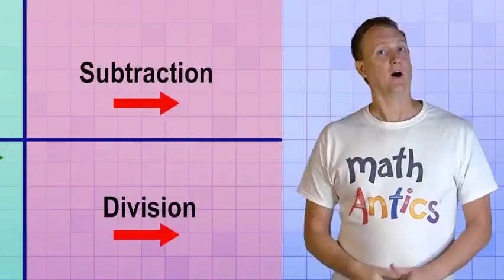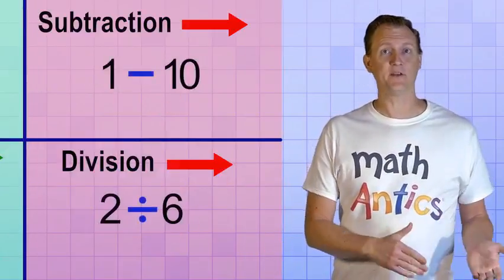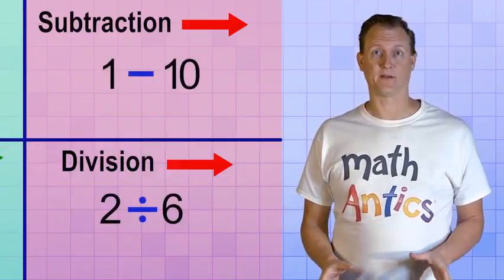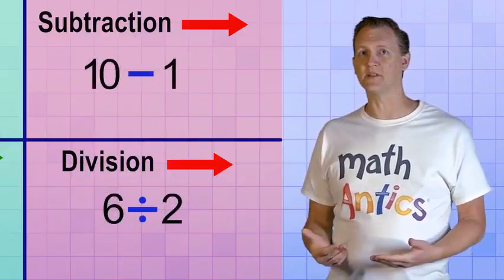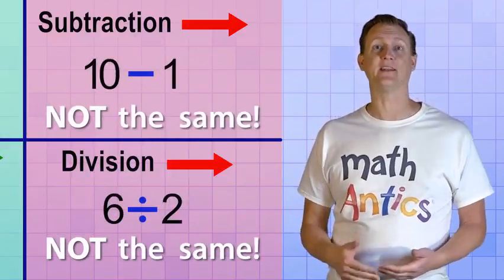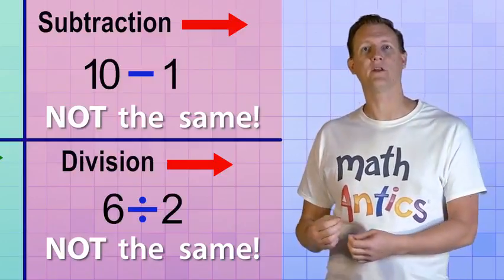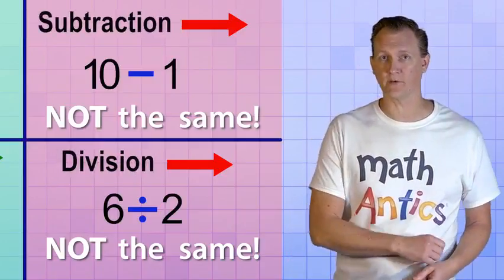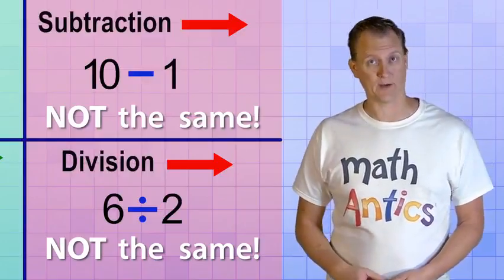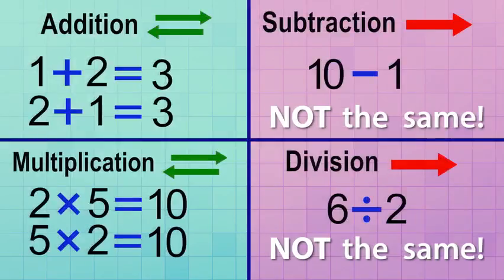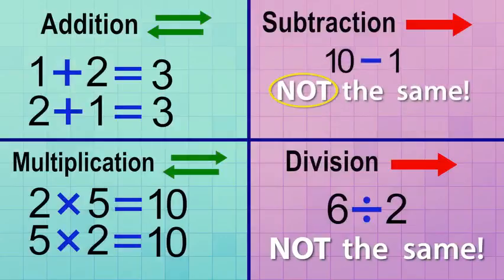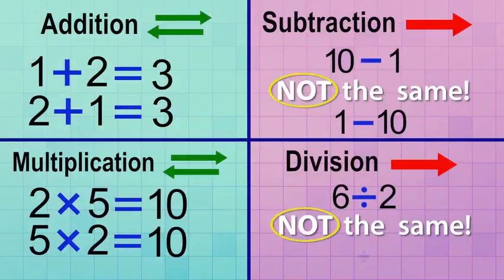On the other hand, subtraction and division don't have the commutative property. If you switch the order of the numbers, it's not the same problem, and you'll get a different answer. That means you have to pay close attention to the order of the numbers in a subtraction or division problem to make sure you're working the right problem. For example, taking 1 away from 10 is not the same as taking 10 away from 1. And dividing 6 into 2 groups is not the same as dividing 2 into 6 groups.